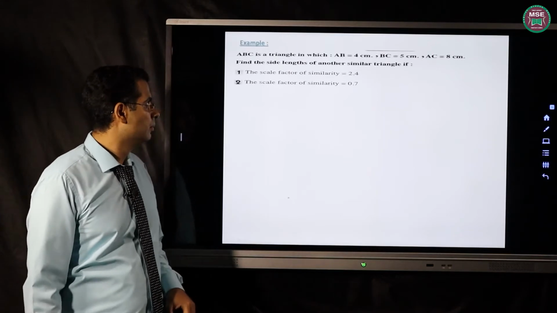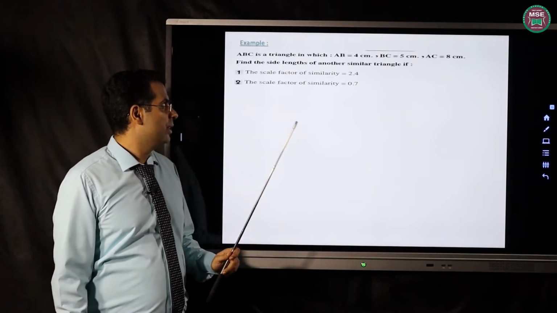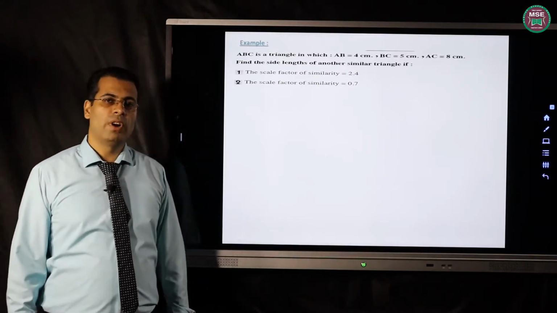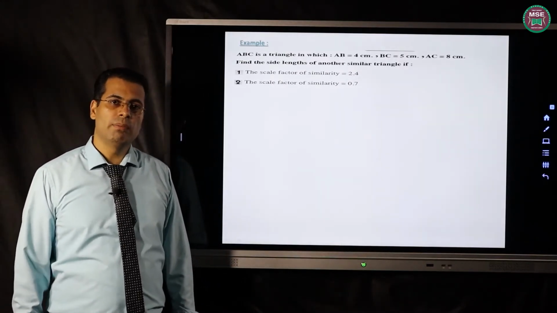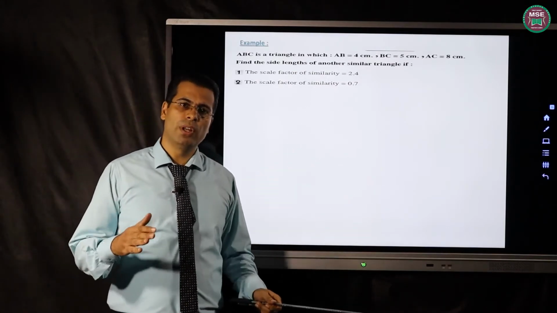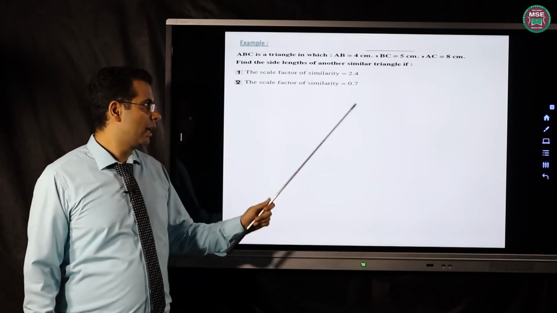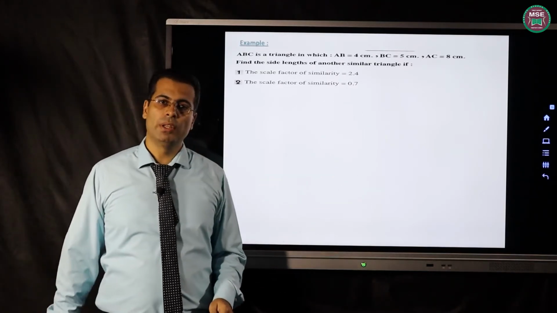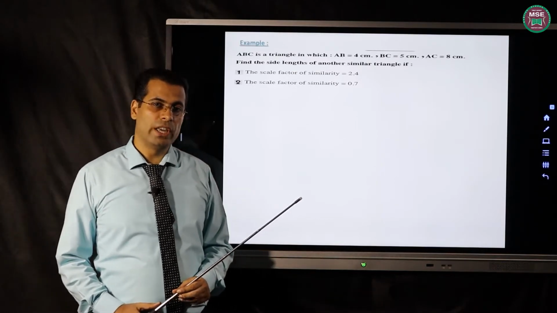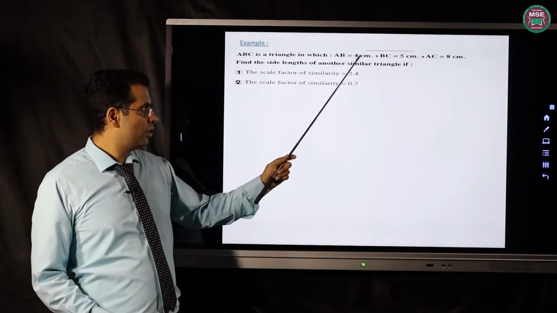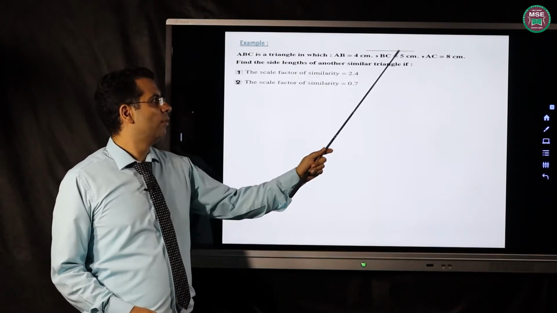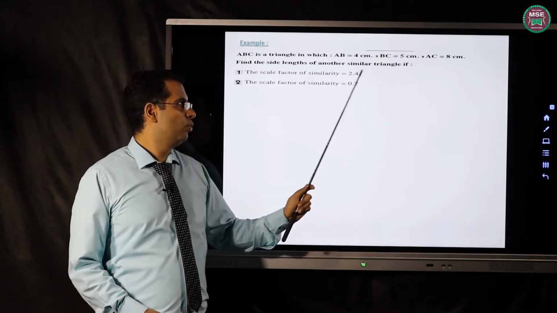Another example. We have triangle ABC with sides 4, 5, 8 centimeters. We want to find another triangle similar to it with a scale factor 2.4, bigger than 1, then we have enlargement. And second one, 0.7, smaller than 1, then we have minimizing. To get the sides of the new triangles, you must multiply each side by the scale factor. Multiply 4 by 2.4, 5 times 2.4, 8 times 2.4.